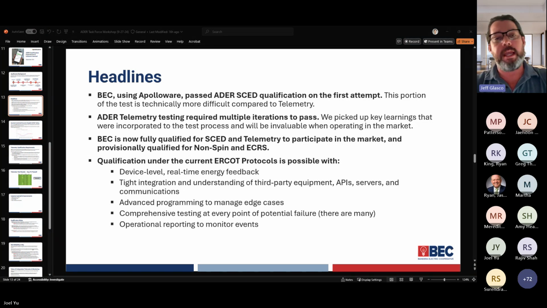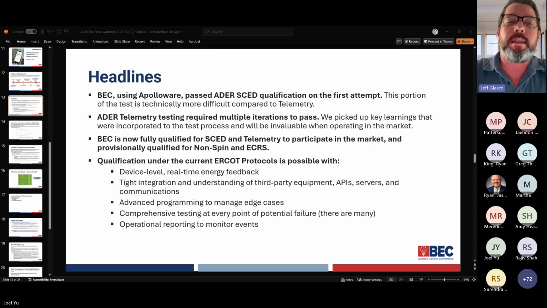On the other hand, telemetry, we thought with our data set, we thought we'd be pretty good. That took a few times to get through that qualification, but we ultimately passed that in August. And as of this month, we're now participating in the market, bidding in the market now as an ADER. So we're fully qualified with SCED and telemetry, and provisionally qualified for non-spin and ECRS. We'll be focused on ECRS qualification in October. I think we have a date set for October 15th to test with ERCOT on that one.